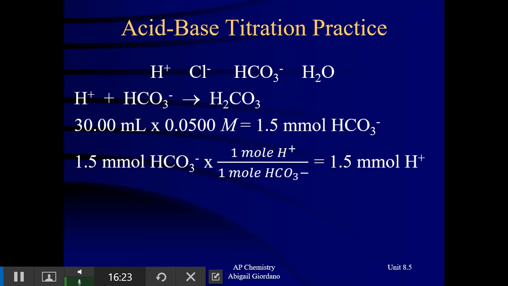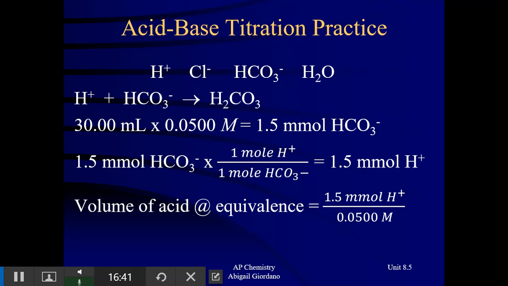I'm going to use stoichiometry to get to millimoles of my acid. It happens to be the same number. And from there, if you'll look back at the original problem, if I know the millimoles of the acid and I know the molarity of the acid, I can solve for the volume of acid. Now again, why do I need to know that? Because I need to know where to put that data point of the equivalence point on my graph, like where on the x-axis does that data point need to fall?